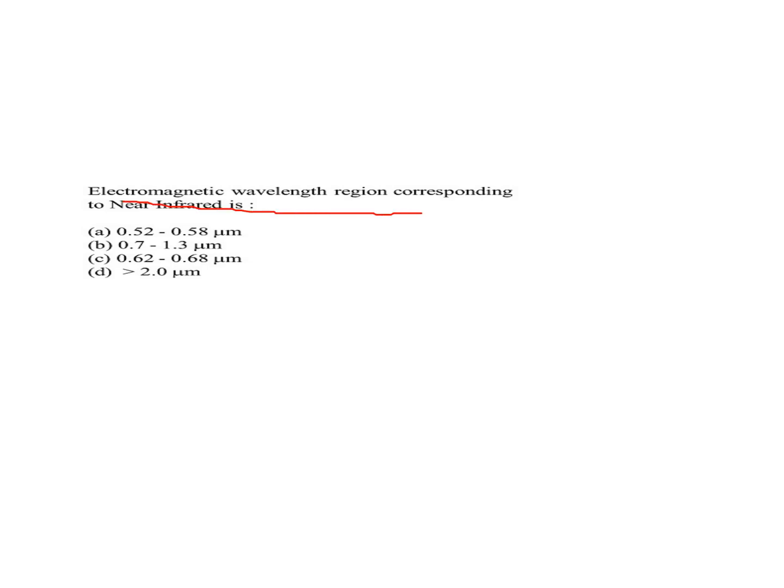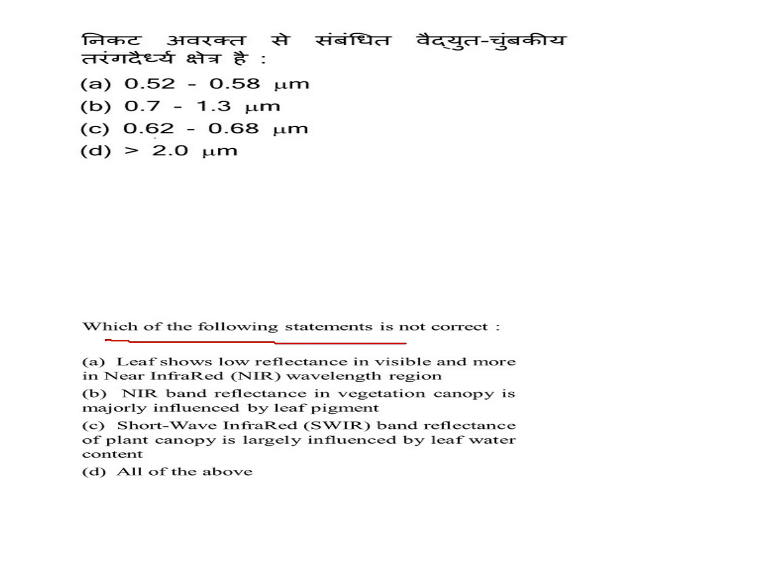Electromagnetic wavelength region corresponding to near infrared rays? The answer is 0.7 to 1.3 micrometers. Which of the following statements is not correct? The answer is: NIR band reflectance in vegetative canopy is majorly influenced by leaf pigment.